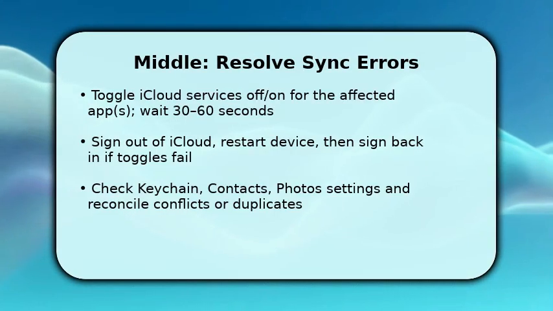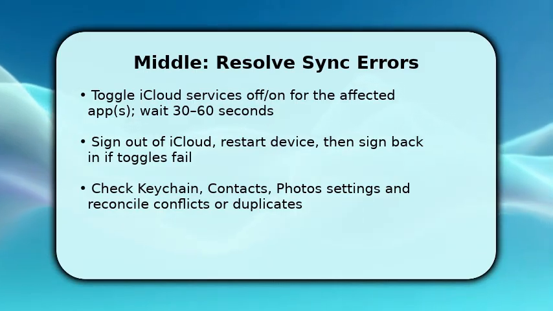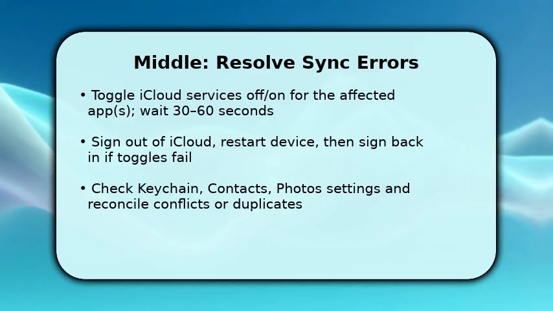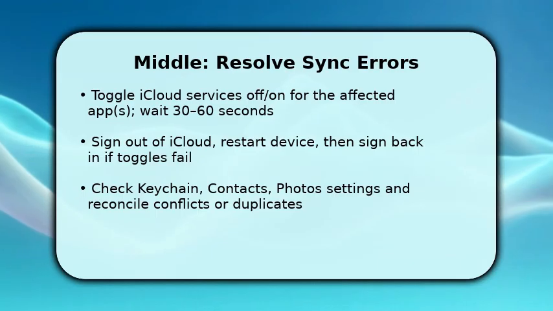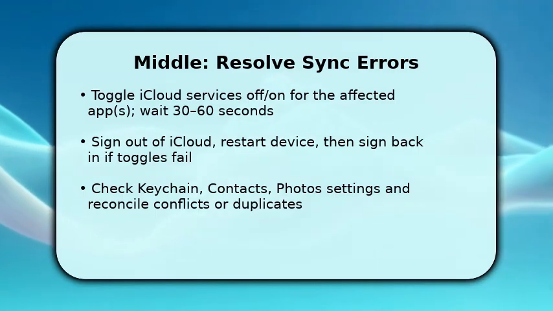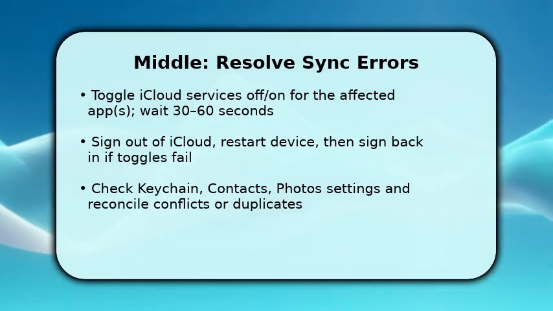Now we tackle sync errors directly by toggling the specific iCloud services off and on. Wait 30 to 60 seconds between toggles to let server state update. If that doesn't help, sign out of iCloud, restart the device, and sign back in. This refreshes authentication tokens and often resolves stuck queues.